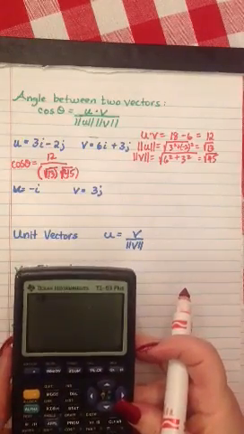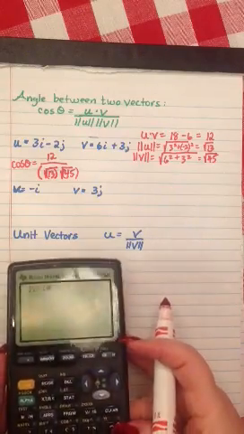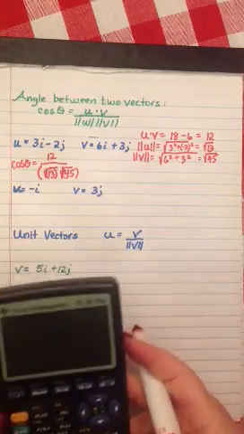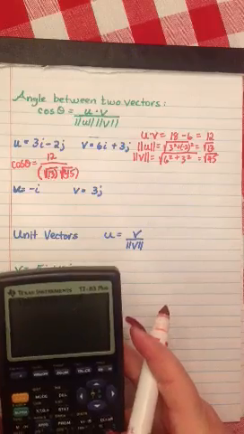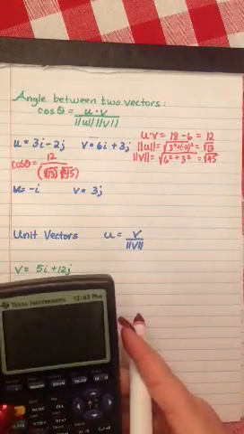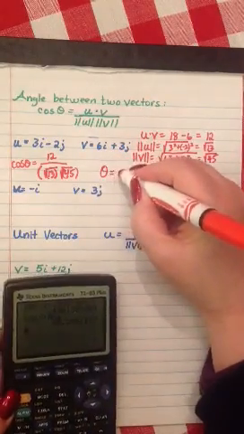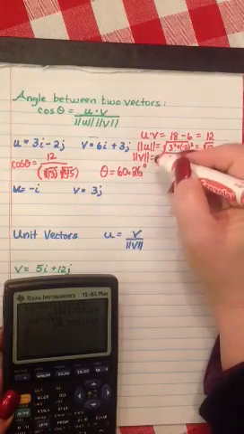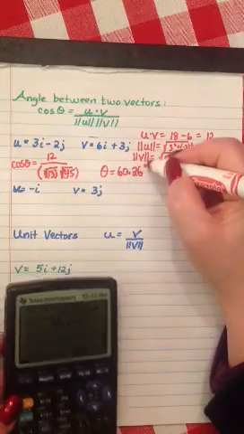I'll just do this part first. So I go 12 divided by parentheses, square root of 13 times square root of 45. And I hit enter. Then I go second cosine, second answer. And I get that theta is equal to 60.26 degrees, approximately. That's what theta is equal to.